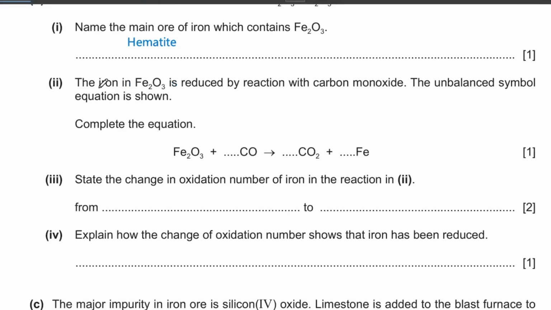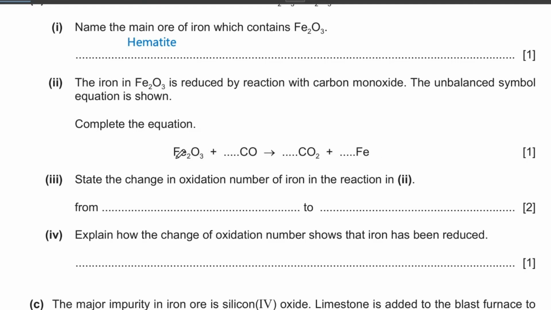Next question. The iron in iron(III) oxide is reduced by reaction with carbon monoxide. The unbalanced symbol equation is shown. Complete the equation. So this one is balancing a chemical equation. Now how do we balance this chemical equation? We count the number of atoms we have on each side, and make sure they are balanced.